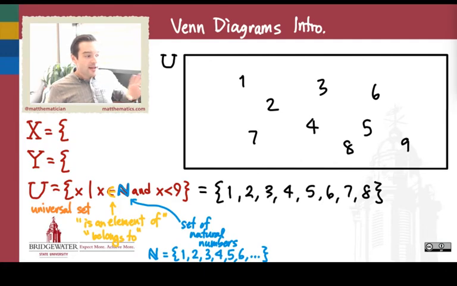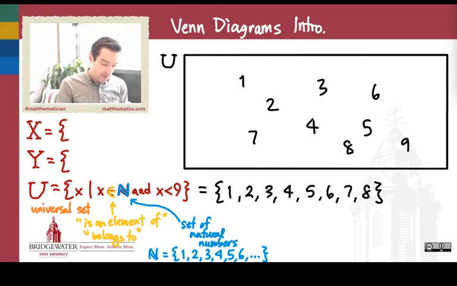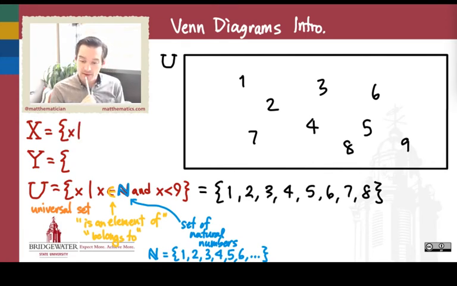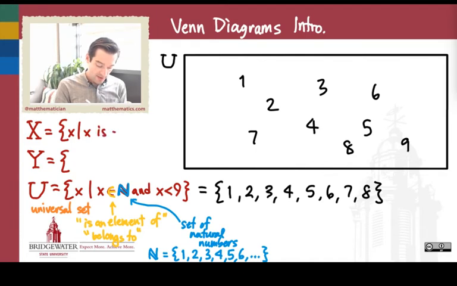All right, now let's set down two more sets, the set X and the set Y. So I'm just going to come along and define a couple more sets, again using set builder notation. So let's let X be the set of all x such that x is an even number and x is less than 6.